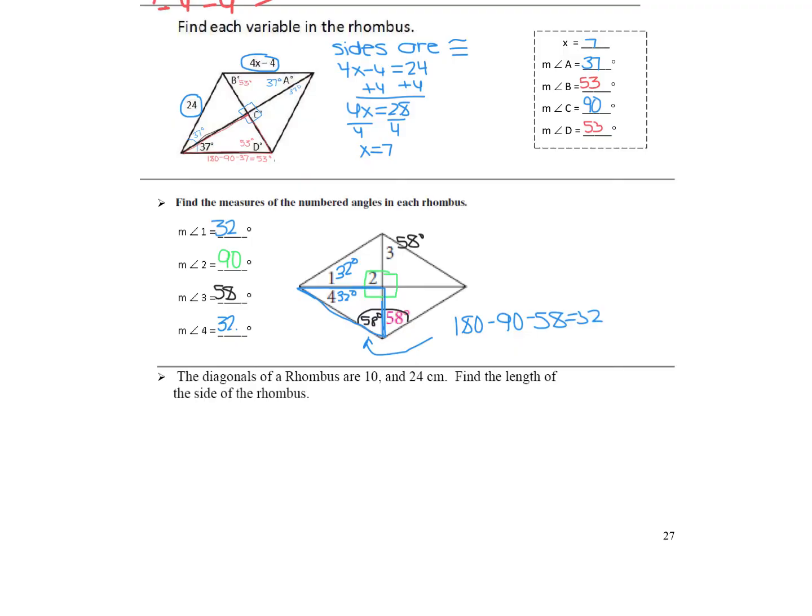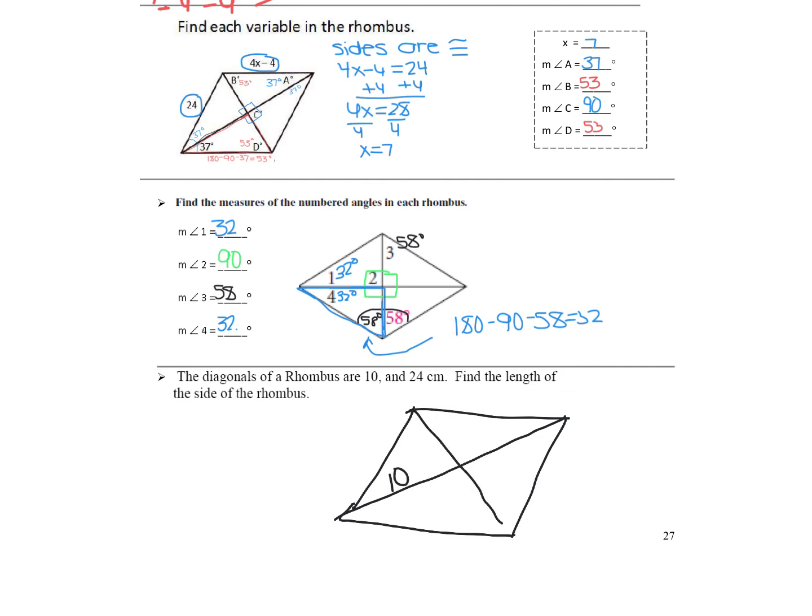Last question. The diagonals of a rhombus are 10 and 24. Find the length of the side of a rhombus. So this is 10, and this is going to be 24. Now remember, it's the whole diagonal.